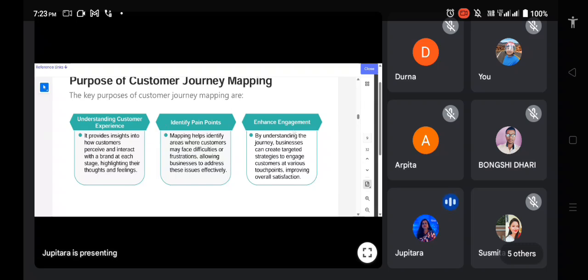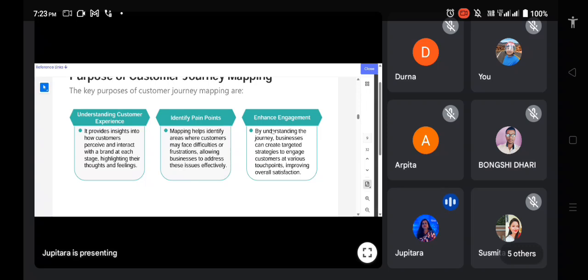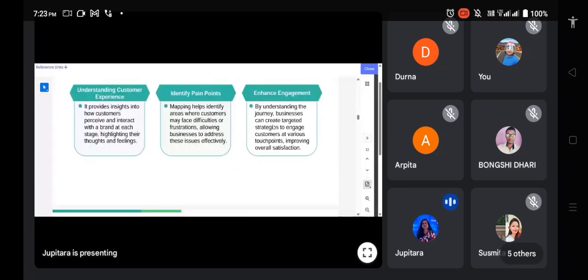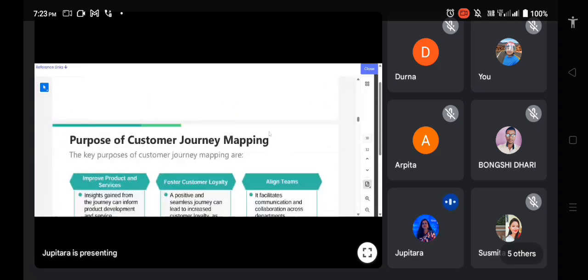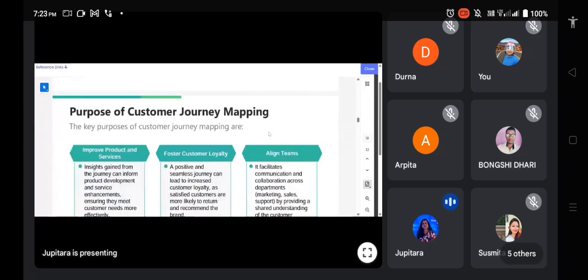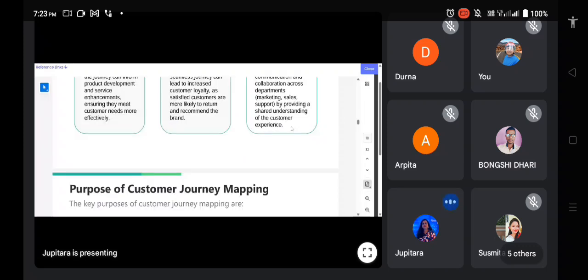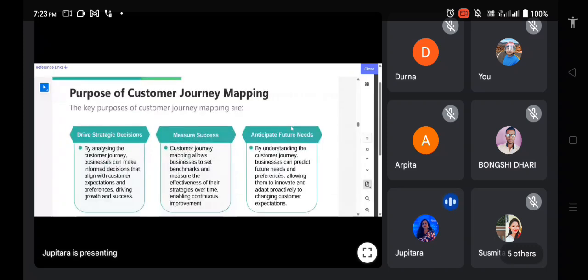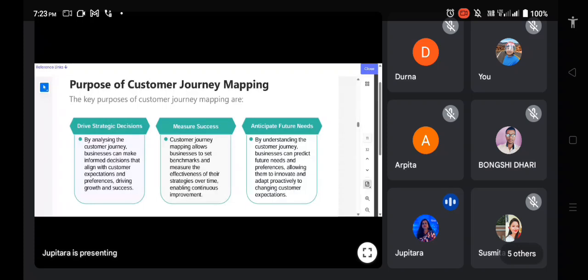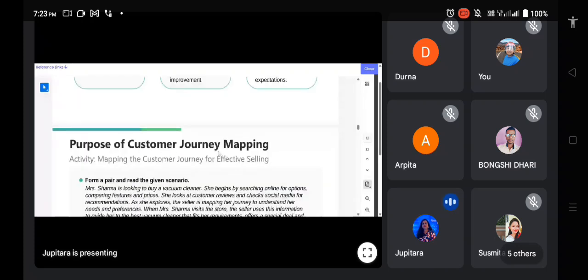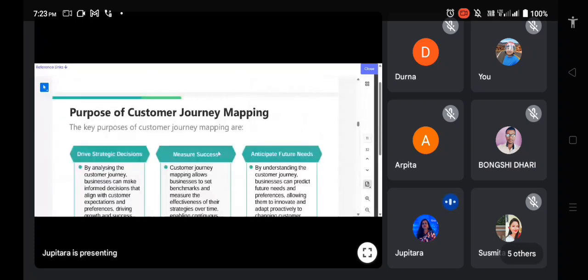Enhance engagement. As much as you have engagement with the customers, the more you will understand what their points are for the smooth selling of your product to be beneficial. Then improve product and services, foster customer loyalty, align teams. Okay, then drive strategic decision, measure success, anticipate future needs. So these are the purposes of creating this customer journey mapping.